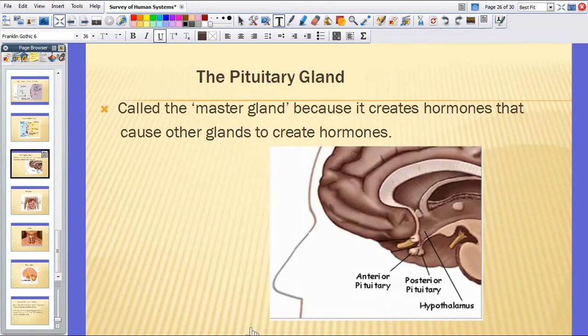Now that you know how hormones work, I want to look at some of the individual glands. I'm going to start with the pituitary. It's called the master gland because it creates the hormones that regulate the other glands of the body. The pituitary gland is made up of two parts, the anterior pituitary and the posterior pituitary. Each part creates or controls its own hormones. The pituitary gland is responsible for 6 different hormones. I'm only going to cover 3.